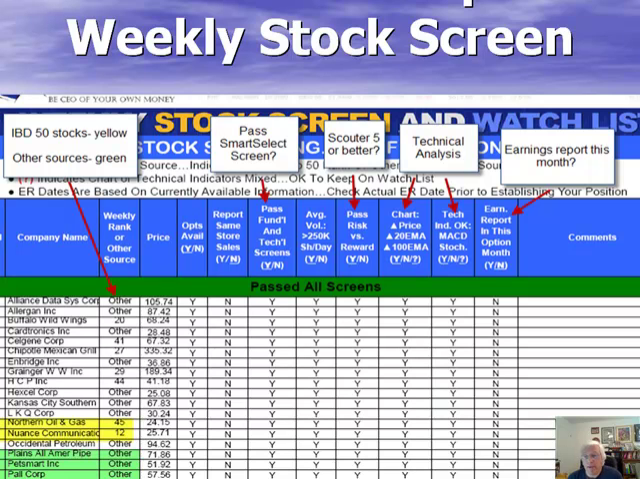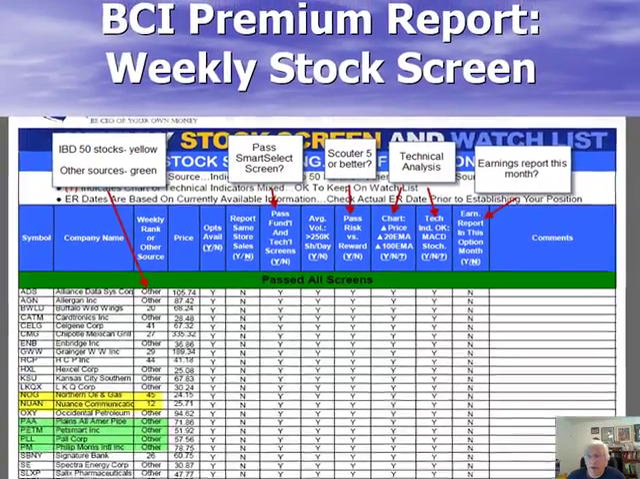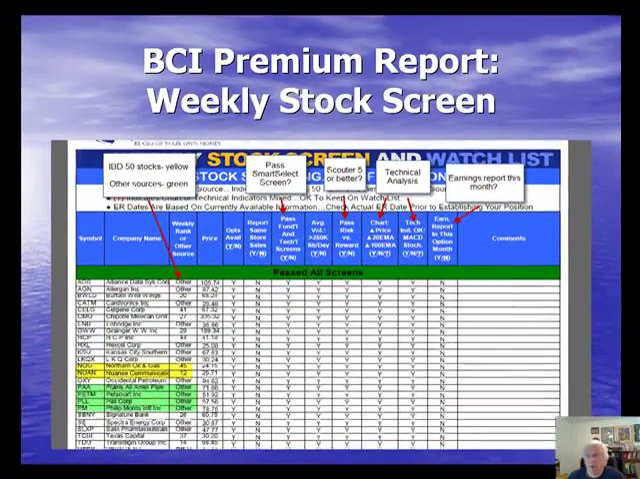And the next 2 columns relate to technical analysis. The chart and the price has to do with the moving average. Is it uptrending? Is it moving sideways in a trading range? Or is it downtrending? The column to the right of that is the MACD and stochastic oscillators, which indicate the momentum of that particular price. And finally, all the way to the right, we have earnings report information. Is there an earnings report about to be reported in the current month? So that's what the screening process looks like.